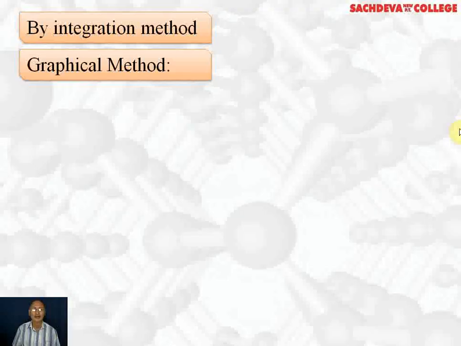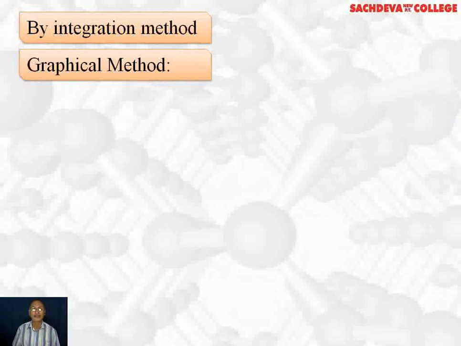Now, how to find out the order of the reaction? First method is the integration method. We have the expression which is called the integrated rate law for first order reaction, for second order reaction. So we put the values, which we determine with the help of experiments, and the case in which the value of K comes out to be constant, that is taken as the order of reaction.